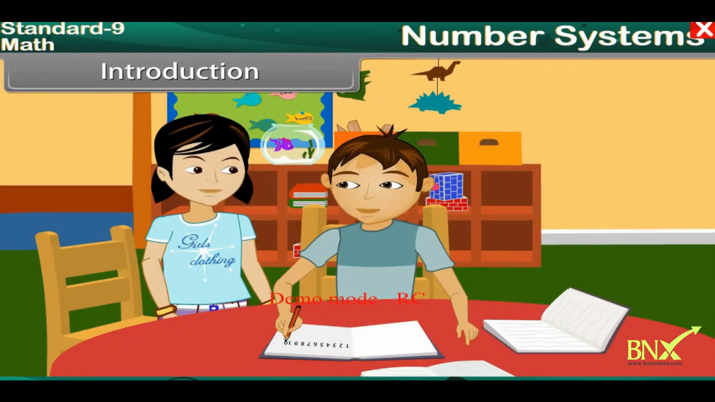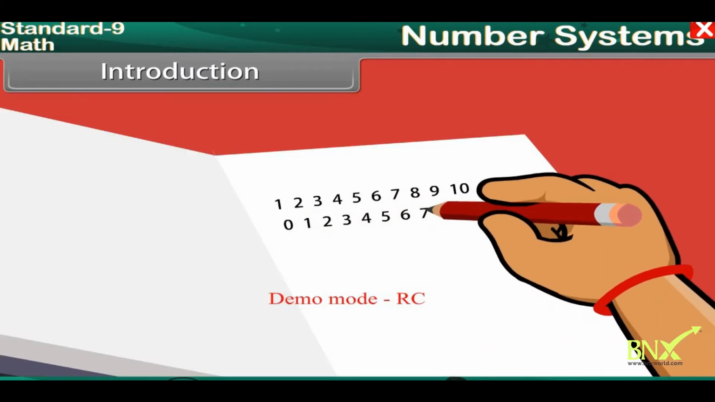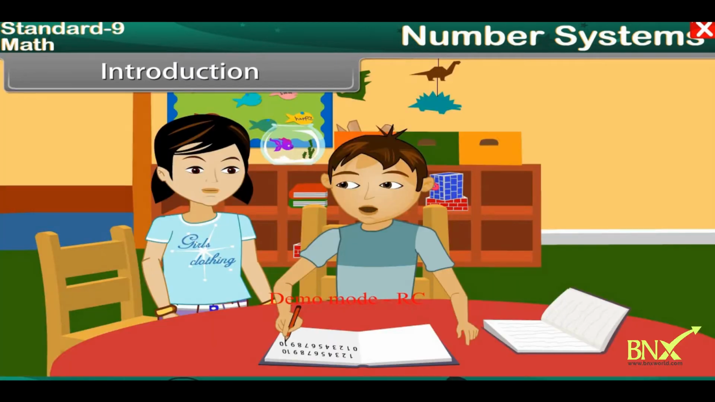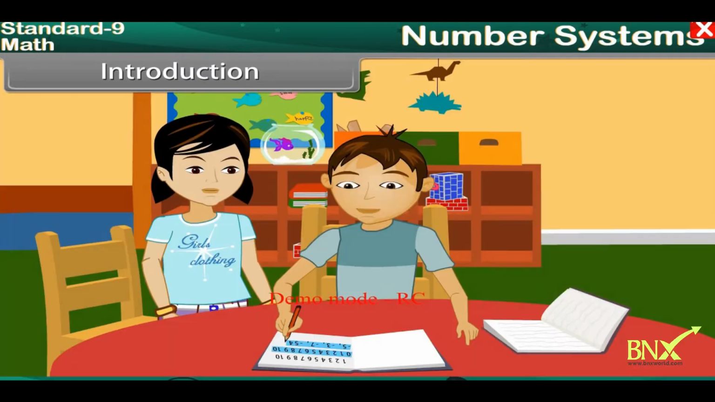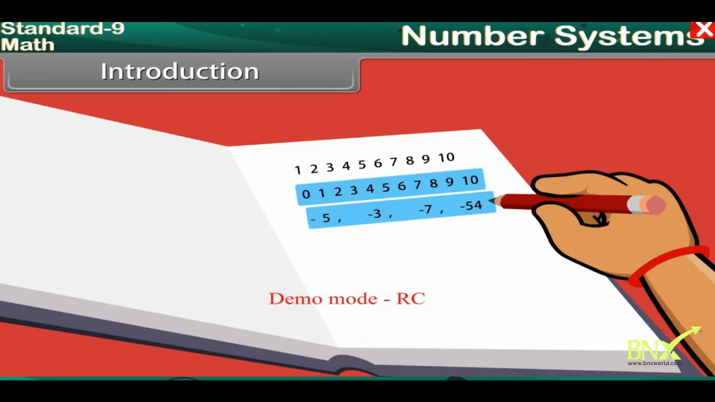What are you doing, Amit? I'm writing numbers. Oh, natural numbers. Do you know what we will call the numbers if I add 0 with these? Yes, I know. These are whole numbers now. And what are these? Negative numbers. Yes, these are negative numbers. And the collection of all these numbers is called integers.